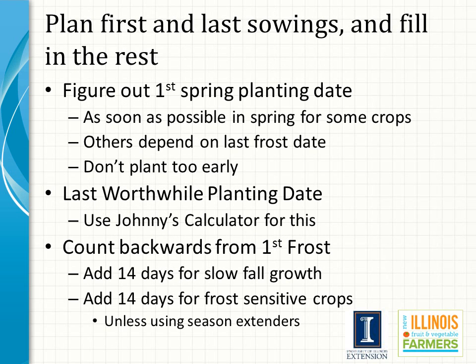This next method is the system that the student farm uses the most for planning its succession plantings. It has a few basic components, and in the next slide I will illustrate a useful spreadsheet to help you with this method. The first thing you need to do is figure out the first spring planting date for your crop. Most growers are pretty keen at finding this date by planting as soon as possible in the spring for some cold hardy crops. But more frost sensitive crops will depend on the last frost date for your area.